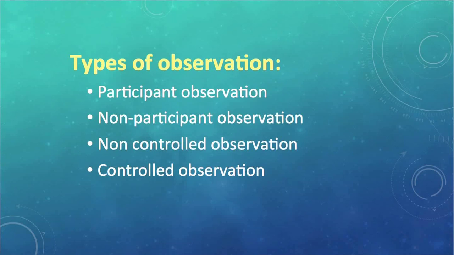We can observe a particular person anywhere, in the classroom, in the playground, on the singing stage, anywhere which is not controlled. Then sometimes we can observe some behavior or subject in a controlled situation, which means the person knows that he is being observed. That is called controlled observation. So these are the two important methods of observation and introspection.